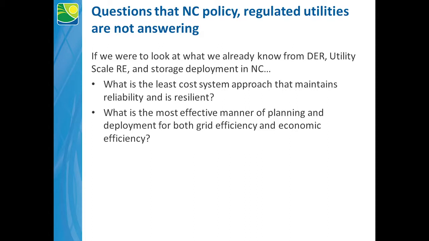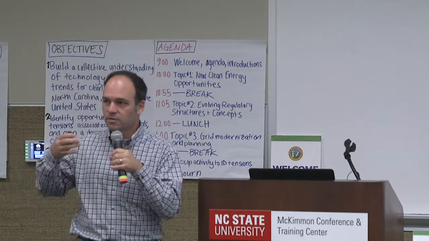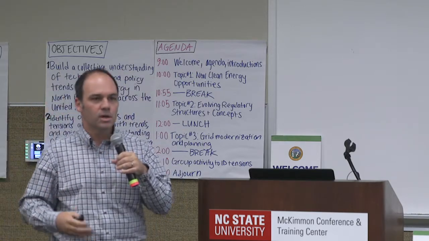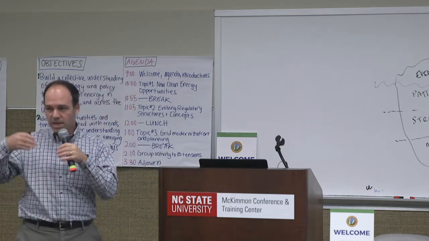Like, what is the least cost system approach that maintains reliability and is resilient? We have things in front of the commission where people claim that they've answered that question, but it really begs the question, can we even answer that question with the tools we're using right now? And what's the most cost-effective manner of planning and deployment for grid efficiency and economic efficiency? Again, we're using so few tools in such limited scope that we're not even really looking at the assets that are behind the meter: efficiency, demand response, renewables, EVs, and actually dynamically planning for them now and in the future.